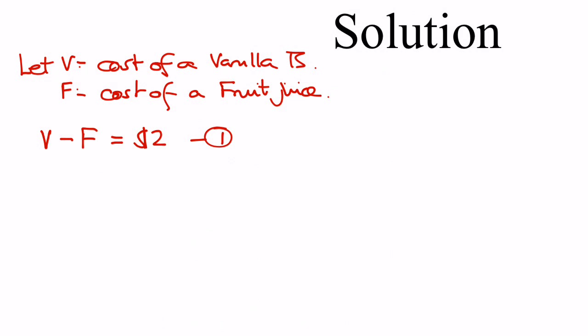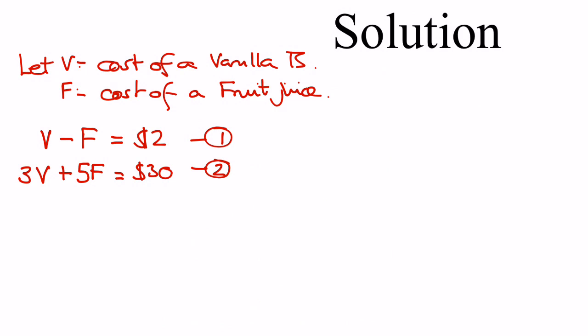Our second bit of information that we're given is that 3 vanilla thick shakes and 5 fruit juices cost $30. So 3 lots of a vanilla thick shake price plus 5 lots of the price of a fruit juice give us a total cost of $30. So that's my second equation.